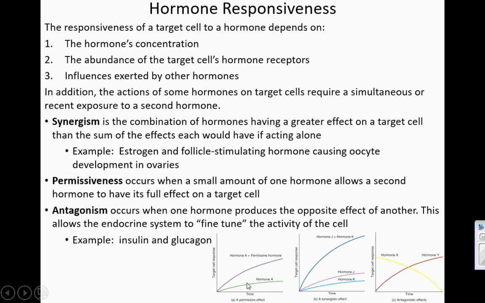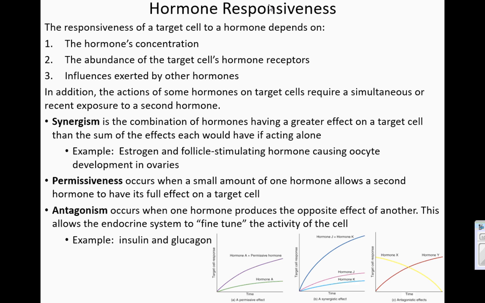Permissiveness is shown down here with letter A, permissive effects. Hormone A by itself, very little response. But with a permissive hormone present, hormone A has a really good response. So permissiveness occurs when a small amount of one hormone allows the second hormone to have its full effect on a target cell. I always think permissive permits another hormone to really get the job done.